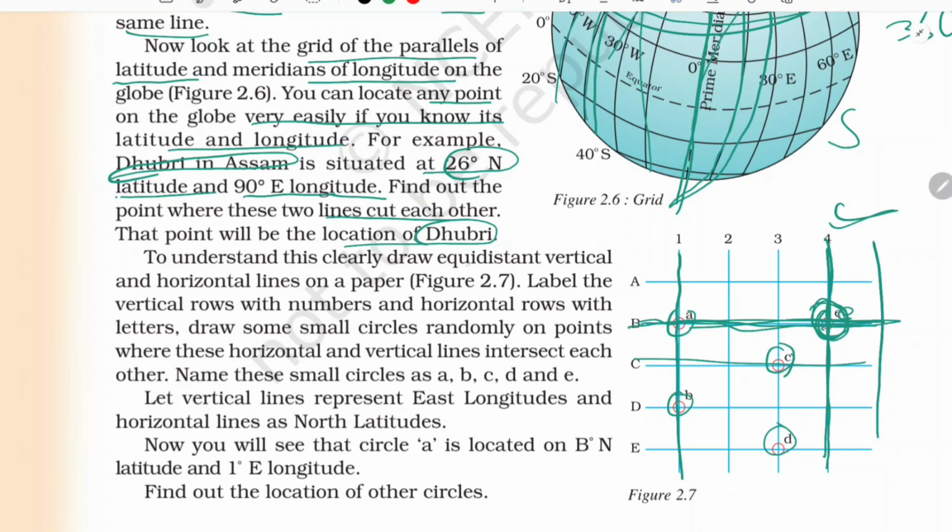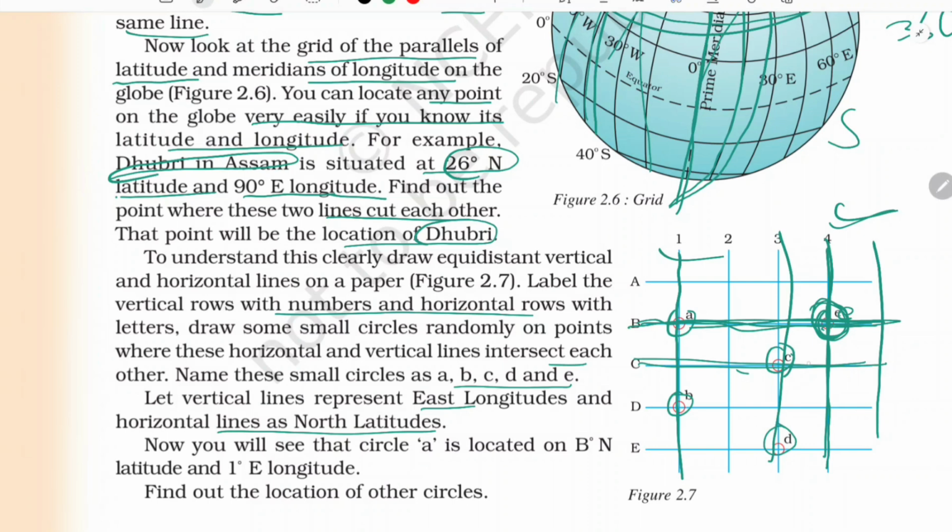To understand this clearly, draw equidistant vertical and horizontal lines on a paper. So just like here. Label the vertical lines, which we have already done, and where the vertical and horizontal lines intersect each other, name these small circles as A, B, C, D and E. Let vertical lines represent east longitudes and horizontal lines represent north latitude. So this will represent north latitude and this will represent east longitude.